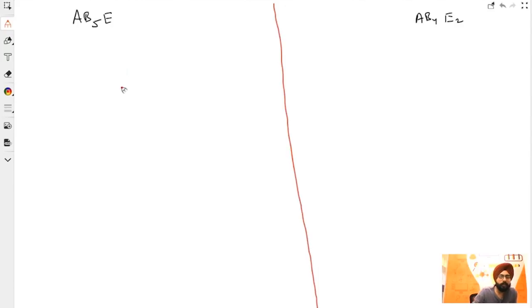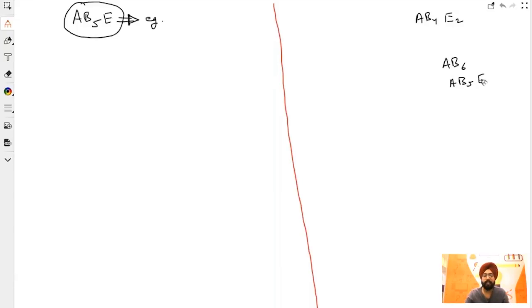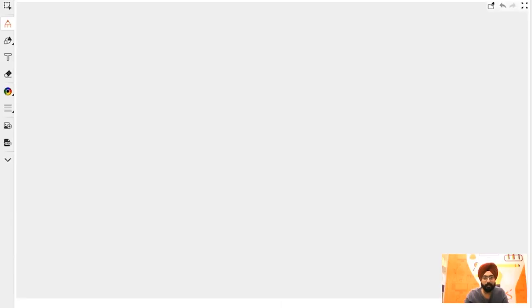So people, let's think about this now. AB5E. Since in the octahedral case all of the bonds are the same, you replace any one of them with a lone pair. Can anyone tell me an example of this? AB6 is standard, all bond pairs. AB5E is a deviation: 6 electron pairs, 5 bonding and 1 lone. So I'll give an example of AB5E from here.